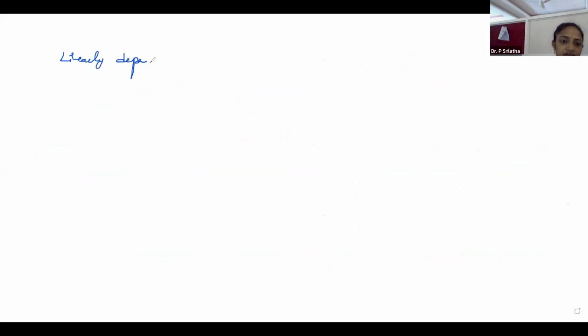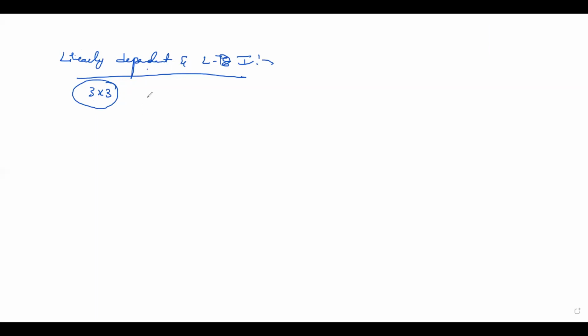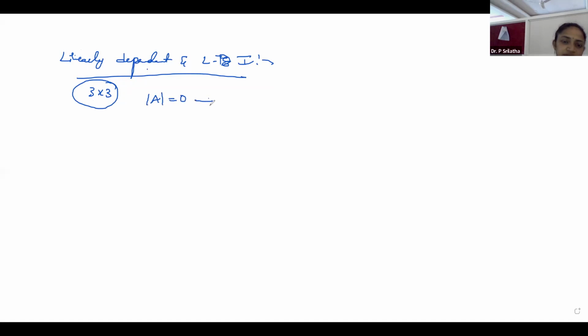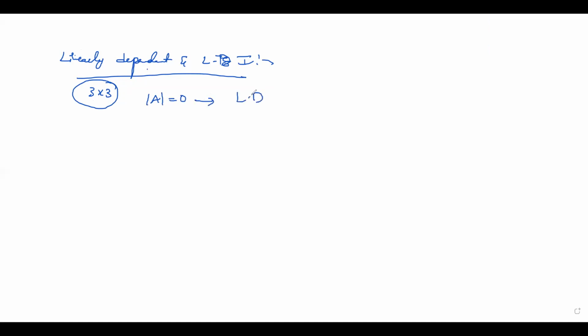Linearly dependent and linearly independent. So how to find it if it is a 3 by 3 matrix? If it is a 3 by 3 matrix, then how to find the linearly dependent and independent? Anyone? If determinant is equal to 0, linearly dependent. Don't forget. I told you to remember at least one thing.